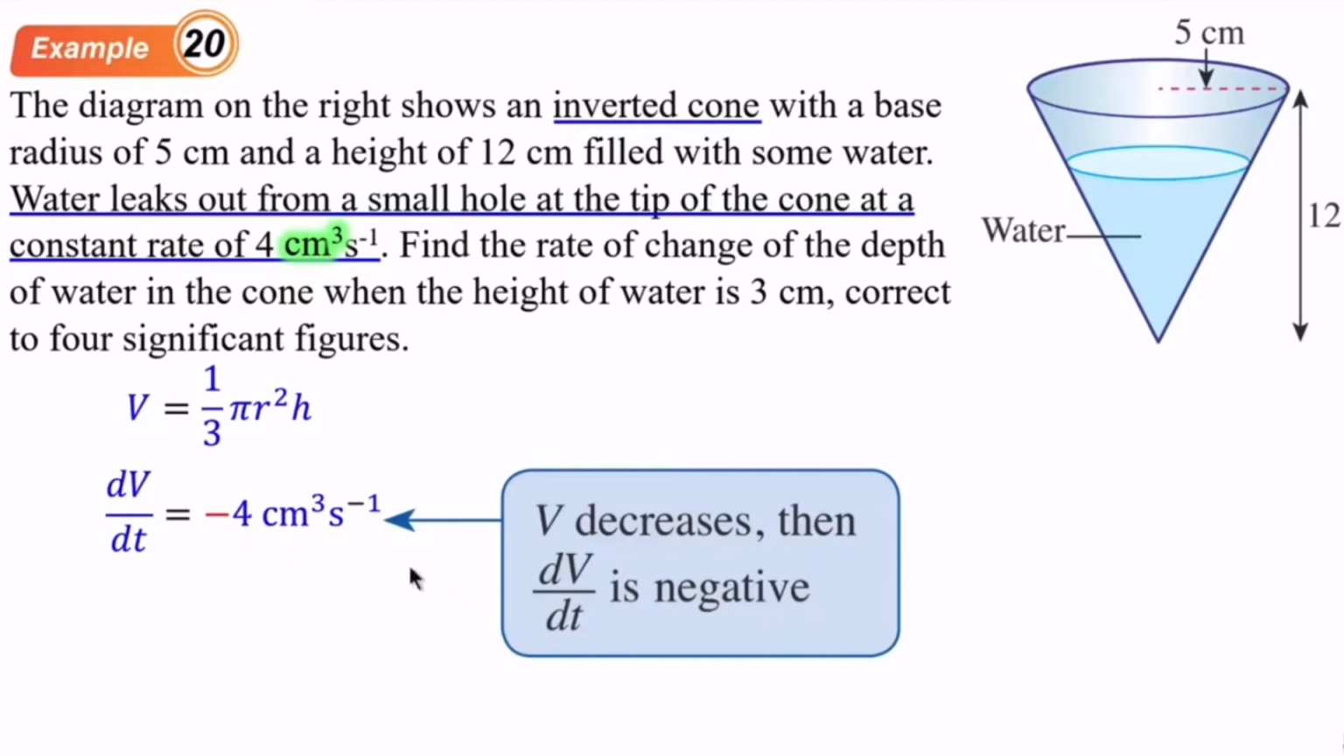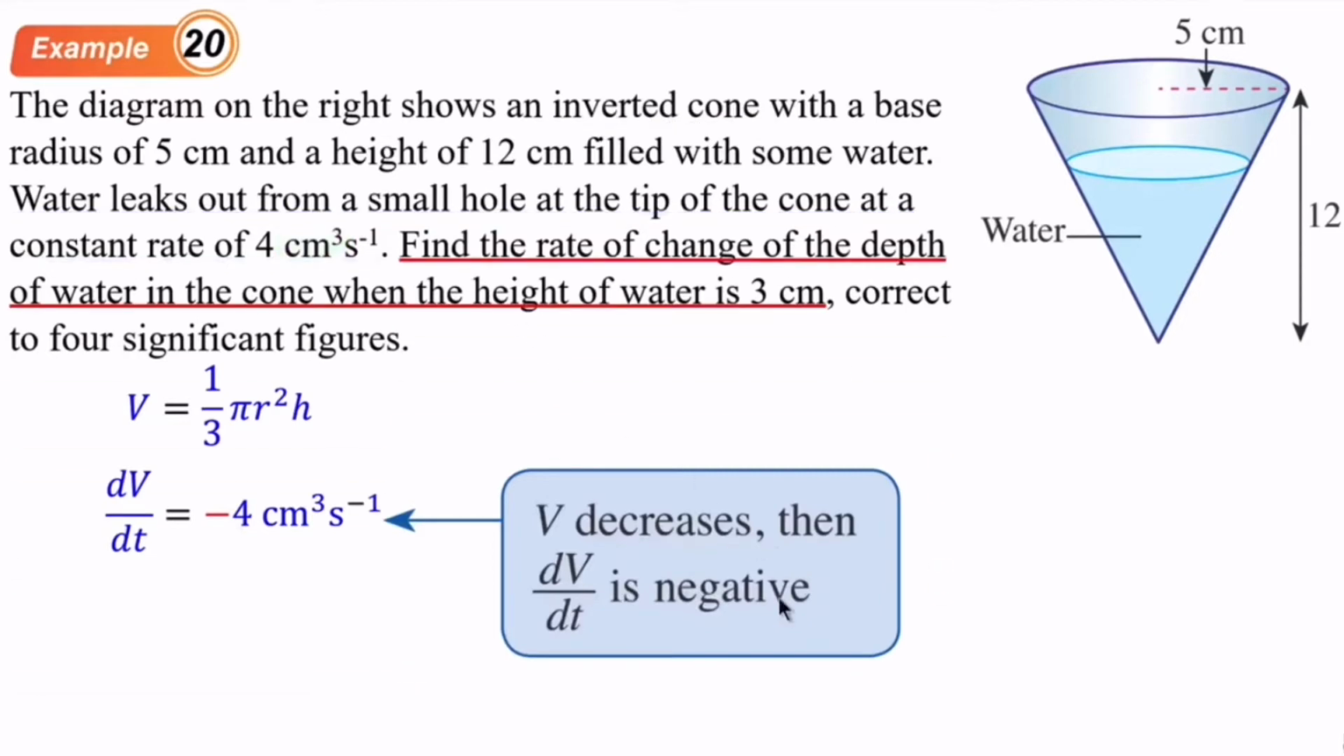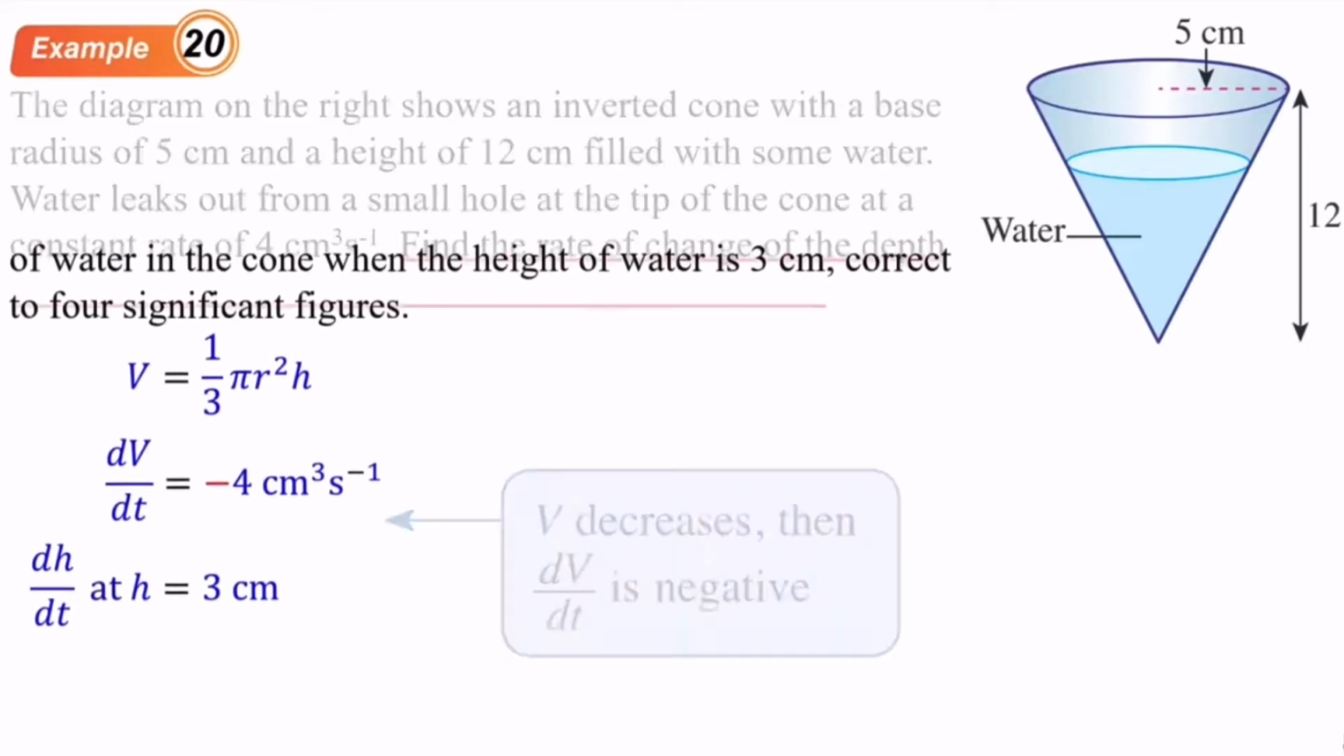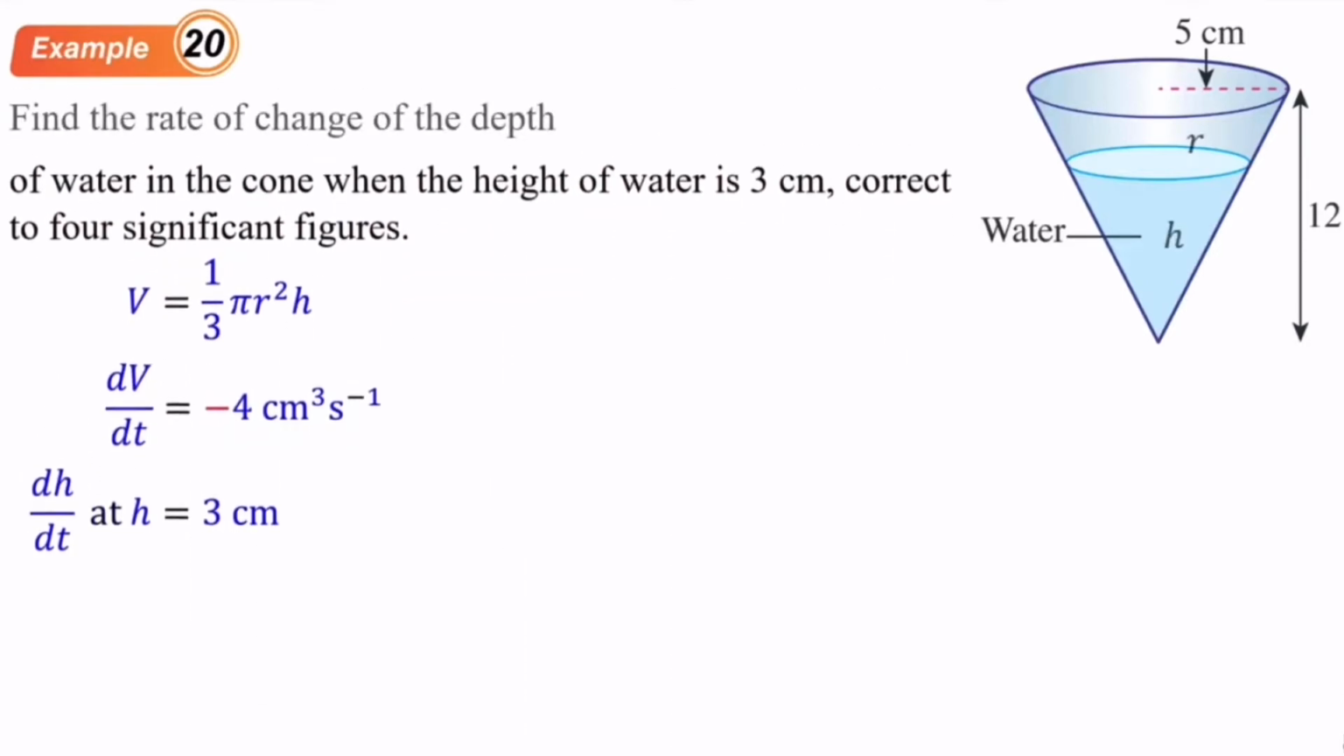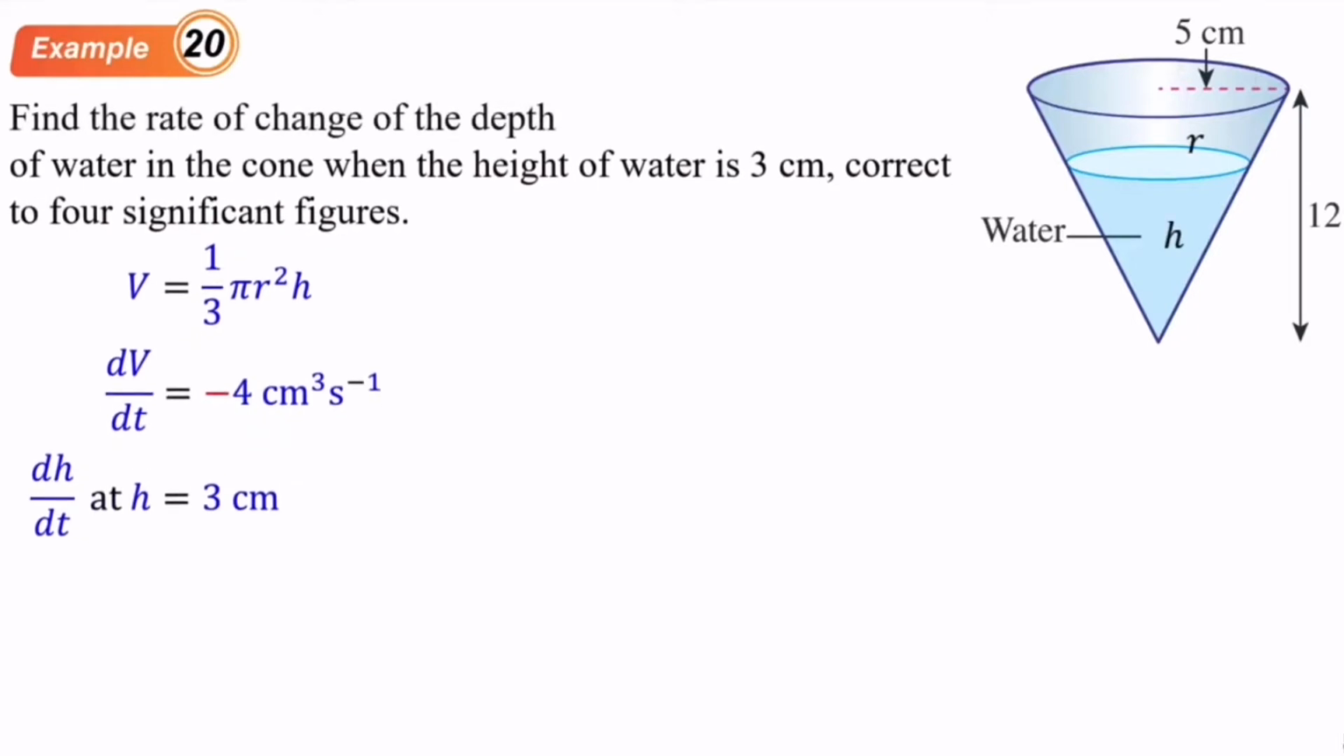So we are asked to find the rate of change of the depth of water in the cone when the height of water is 3 centimeter. First of all, the rate of change of depth of water, what is that? The rate of change of the depth we will write as dh/dt, and the height of water is 3 centimeter. Alright? So we are asked to find dh/dt.